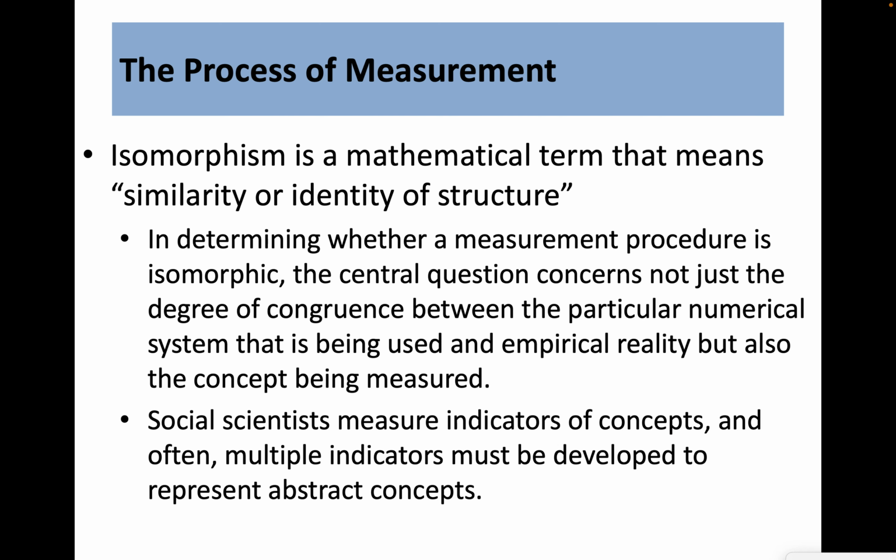Isomorphism is a mathematical term that means similarity or identity of structure. In determining whether a measurement procedure is isomorphic, the central question concerns not just the degree of congruence between the particular numerical system that is being used and empirical reality, but also the concept being measured. Social scientists measure indicators of concepts, and often multiple indicators must be developed to represent abstract concepts. And that's the problem. All of these concepts are abstract.